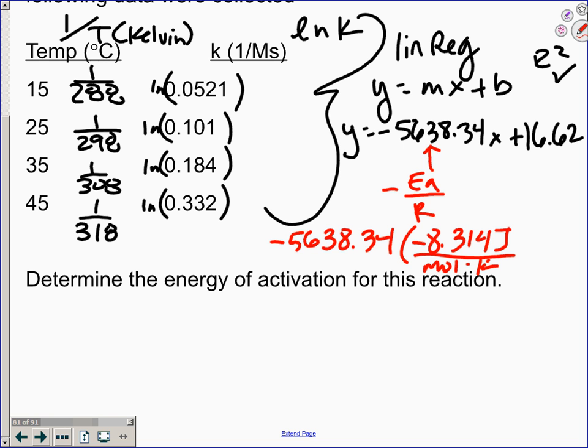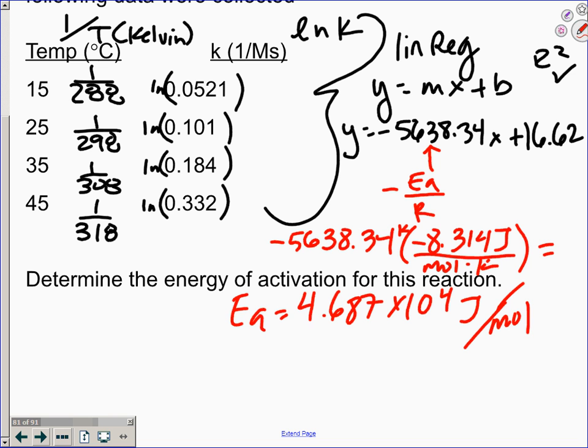The slope is technically 1 over T, so it should have a temperature, Kelvin unit in the top someplace. Okay, so the K's cancel out, we get joules per mole, and that value is 4.687 times 10 to the what? 4th joules per mole. Okay, so now that's just kind of a ridiculous number to write like that. What is that in kilojoules?